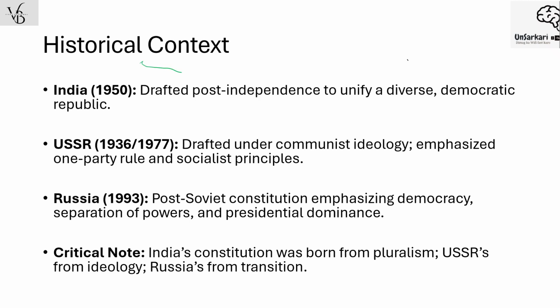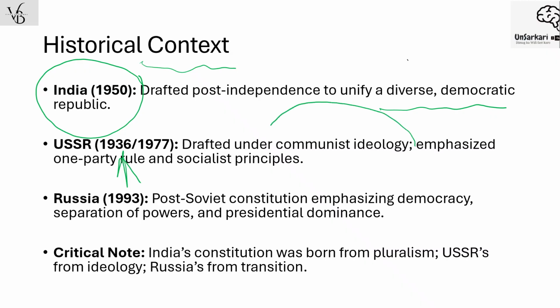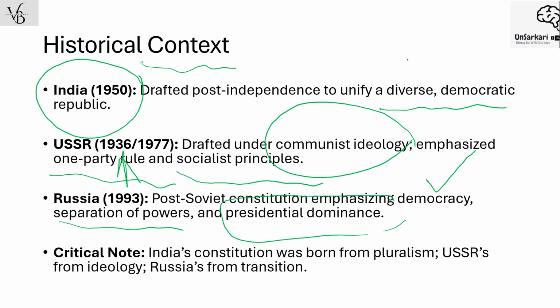When we see from the historical context, India became a republic in 1950, and we already know that it is a diverse and democratic republic setup. USSR, it was in 1936. Lenin is going to play a very important role, and then in 1977, communist ideology will be at the center. One party rule, unlike India, and socialist principles, these are the three keywords. Post 1993, it will be emphasizing democracy, but not the way India is. And also there will be separation of powers and, most importantly, presidential dominance.